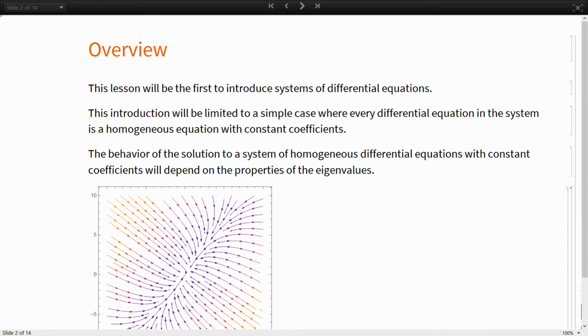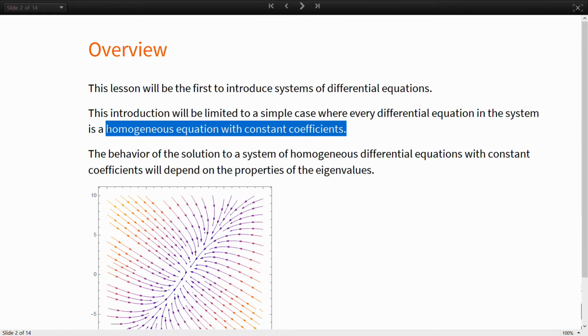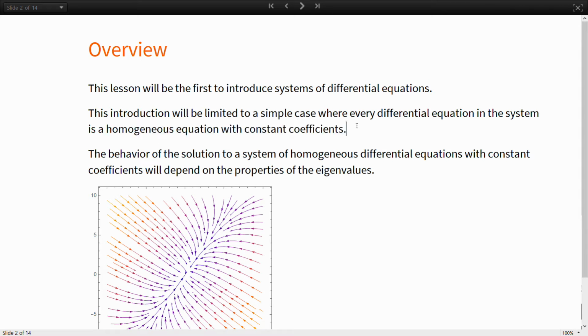This lesson will be the first to introduce systems of differential equations. For the purpose of introducing systems of differential equations, we will limit ourselves to a simple case where each differential equation in the system is homogeneous with constant coefficients. We'll see that the behavior of solutions will depend on the properties of the eigenvalues. That is, if they are real and distinct, repeated, or complex. We will also see how to visualize solutions to homogeneous first-order differential equations using a stream plot such as the one here.